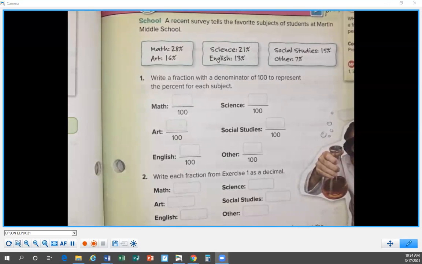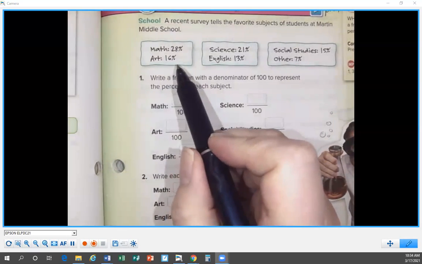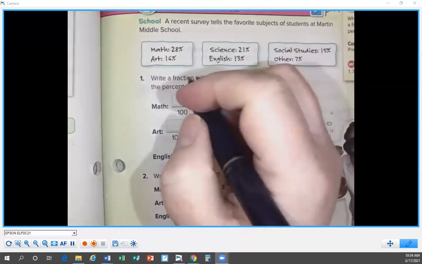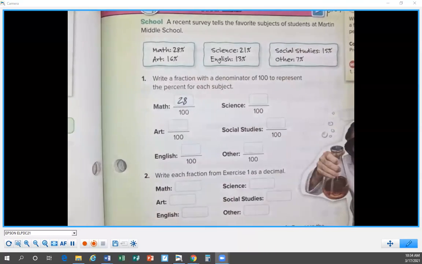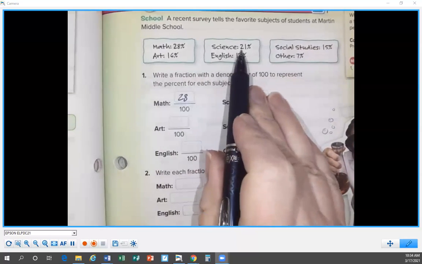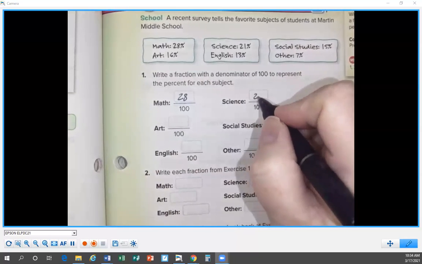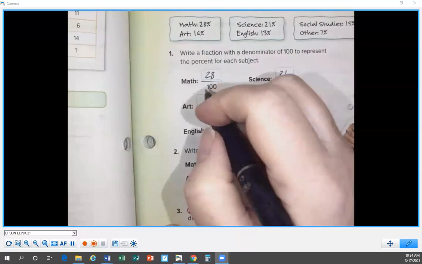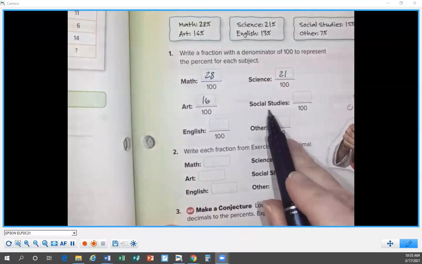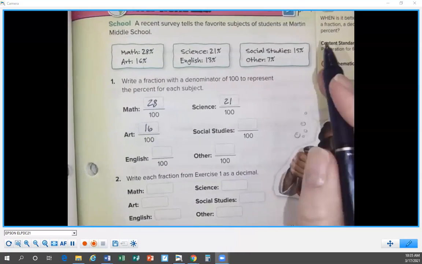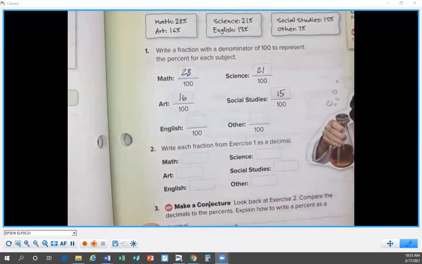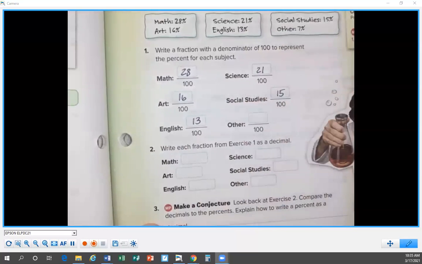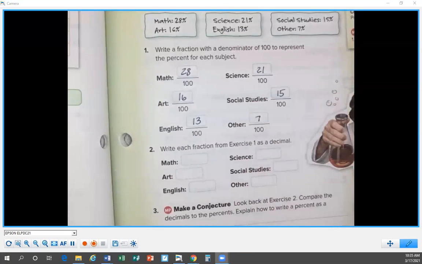So for math, we had 28%. And remember, we already talked about this earlier, but percent means per 100. So 28% would be 28 per 100. Science, 21% of students would be 21 over 100 to write that as a fraction. Art, 16% would be 16 per 100. Social studies, 15% would be 15 per 100. English, 13% would be 13 per 100, and other, 7%, would be 7 out of 100.